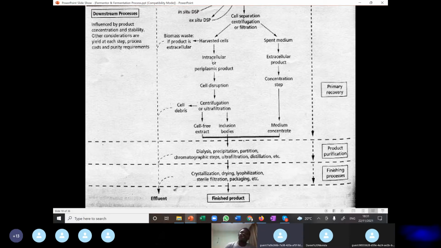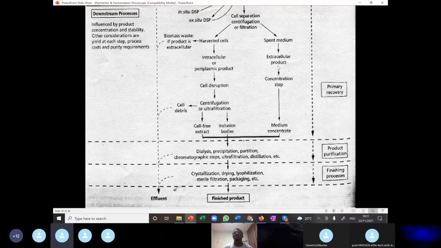So when you look at this schematic, I want to gradually explain it so that you understand it as much as you can. There are three different stages of downstream processing that we are going to understand. The first stage is what we call primary recovery. The second stage is what we call product purification. And the third stage is finishing the product. That is the first thing to know about downstream processing. There are three stages that we'll be employing. Primary stage, which is the recovery, the product purification stage, and then the finishing procedure to send it to the market.